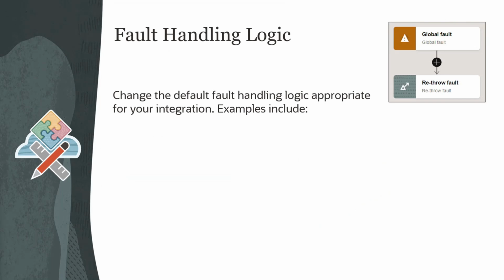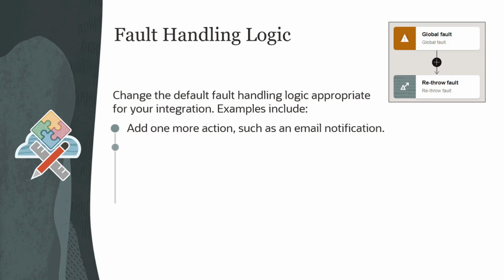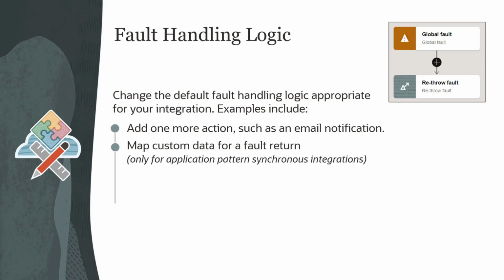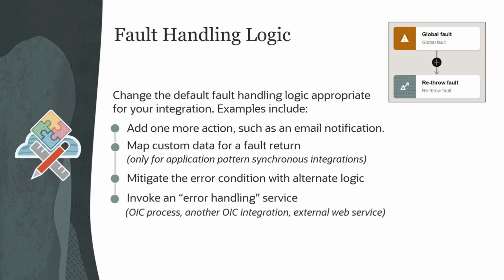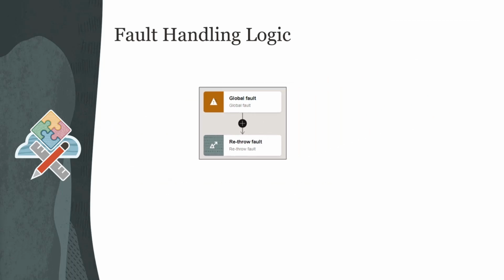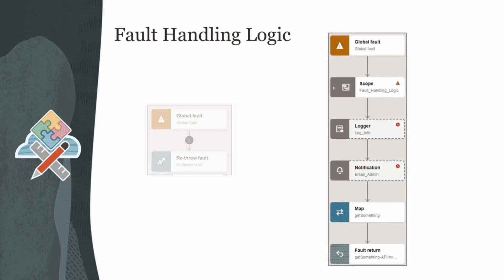So at this point, we're going to encourage you to start thinking about changing the default fault handling logic to something that's more appropriate for your integration. Here are some examples. You can insert another action or two, such as a logger or a notification action. For synchronous integrations, you could create a custom fault message reply. Perhaps mitigate the issue by invoking a backup service. Or maybe there is another integration process or external service that is better suited to handle the error.